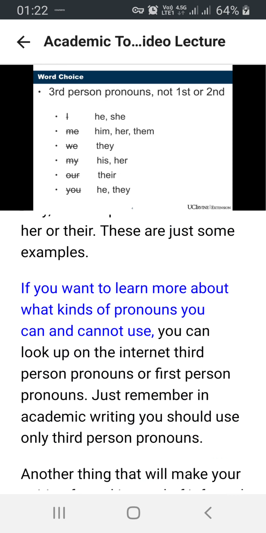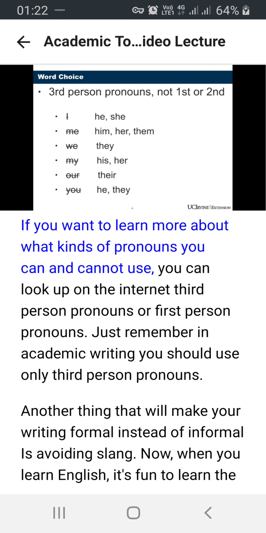If you want to learn more about what kinds of pronouns you can and cannot use, you can look up on the internet third-person pronouns or first-person pronouns. Just remember, in academic writing, you should use only third-person pronouns.